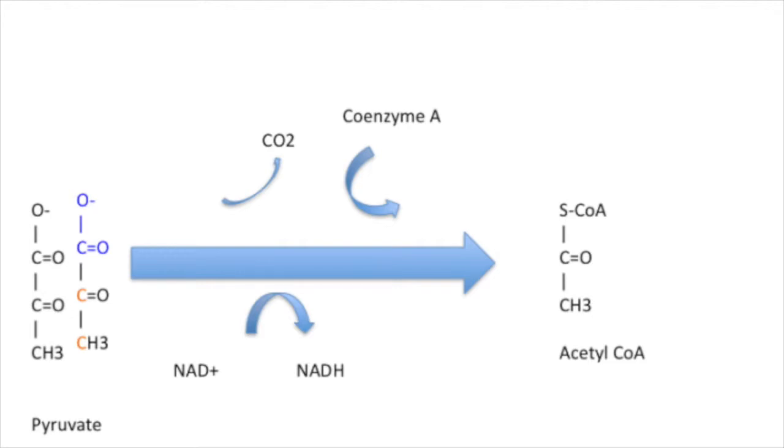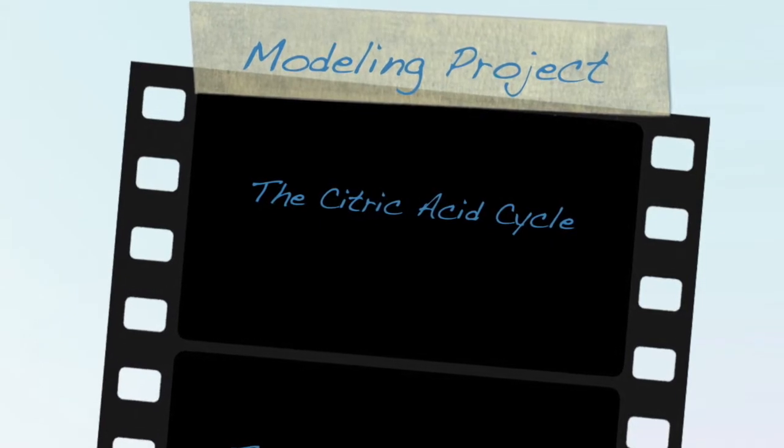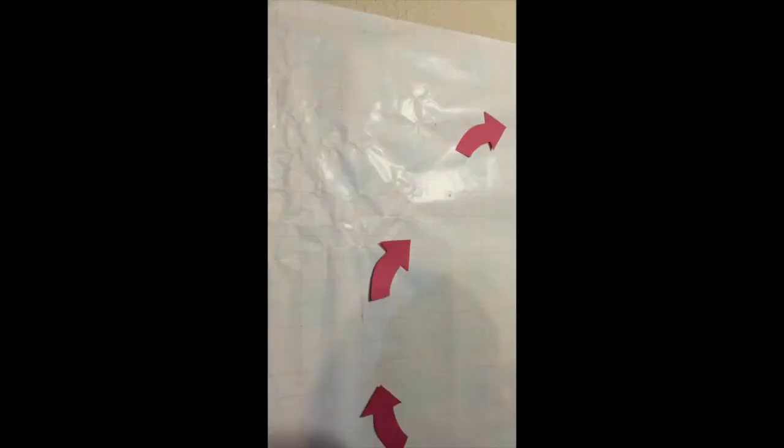Let's take a closer look at the citric acid cycle. The citric acid cycle can be divided into 8 different steps, each with its own enzyme, resulting in 1 ATP, 3 NADH, and 1 FADH2.